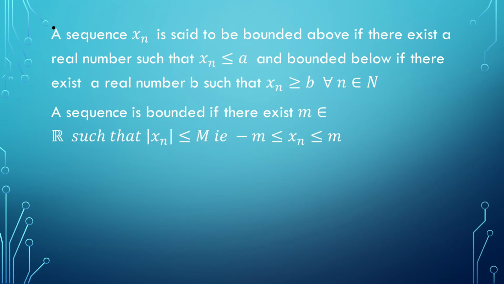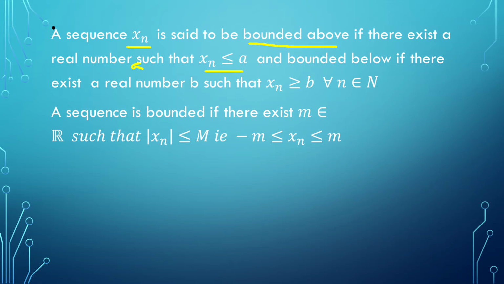So a sequence xn is said to be bounded above if there exists a real number a such that the sequence is less or equal to a. That means it is bounded up above. There is an a above the sequence.